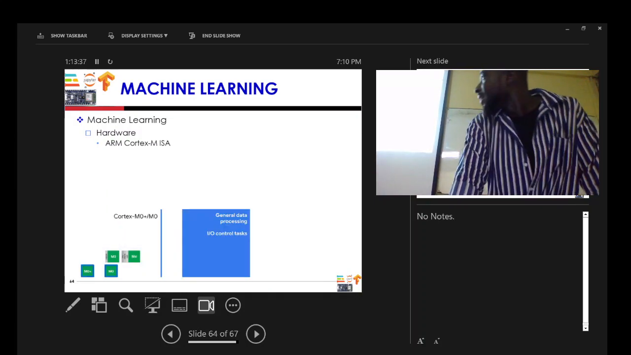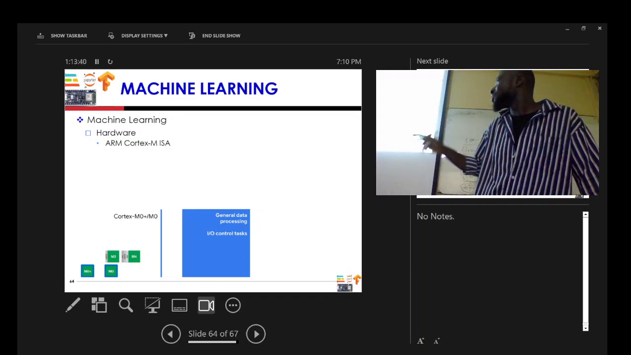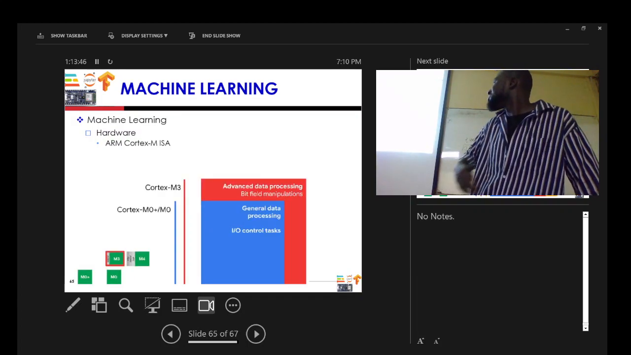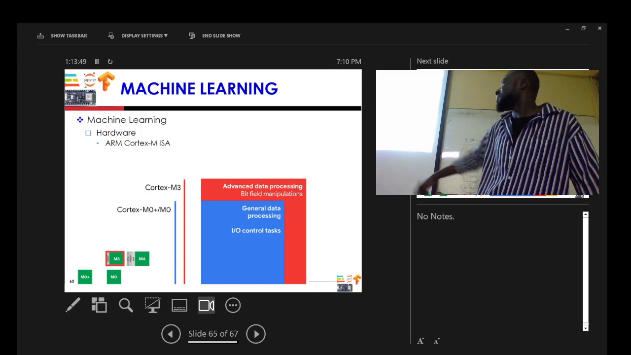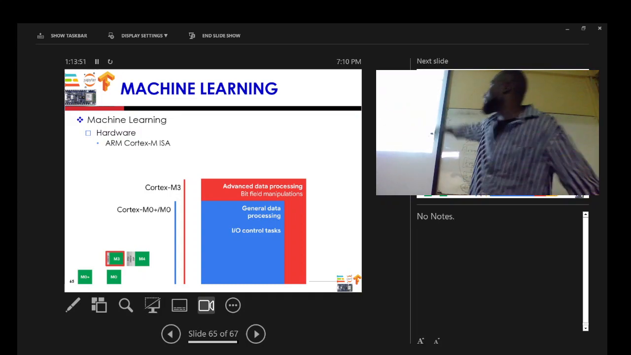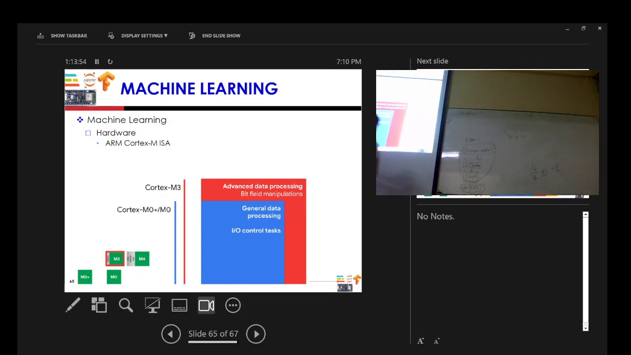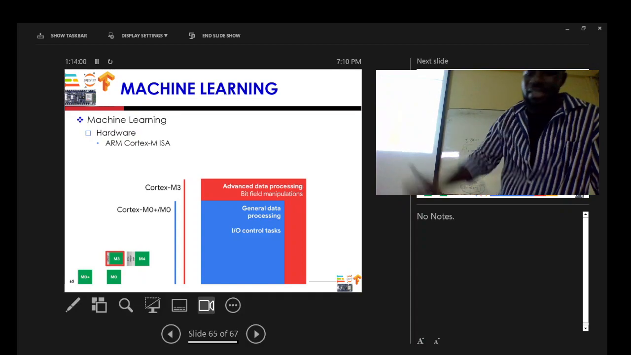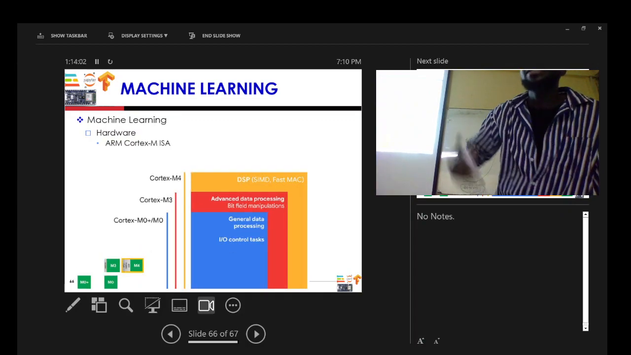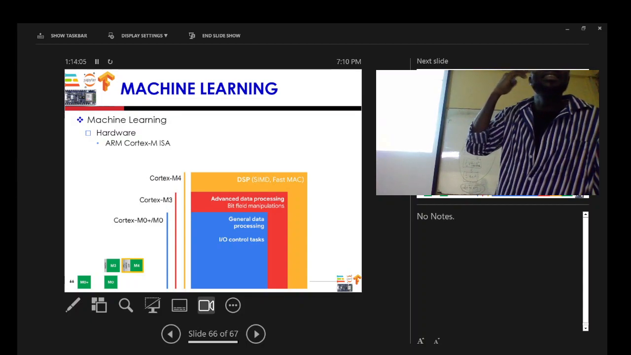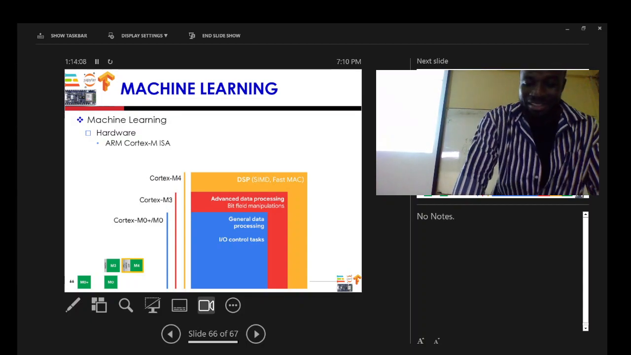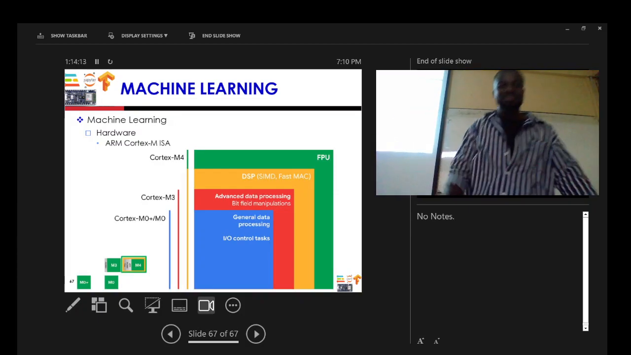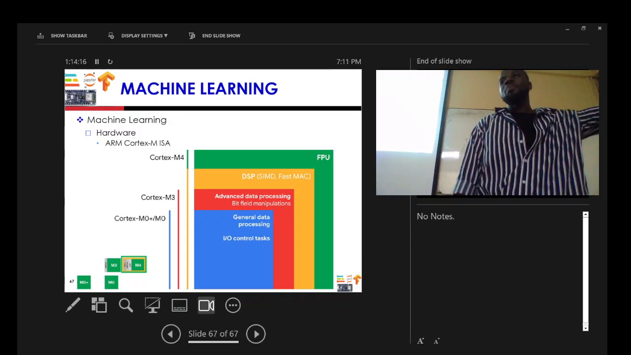Each of them has its own kind of functions. They have some that can do general processing. You see that the M0 can do general processing, very, very simple tasks. Then we have the M3 that can do data processing and stuff like that. And then we have some that can do DSP operations. You know what DSP is? Digital signal processing. And then we have some that have FPU, floating point operations.